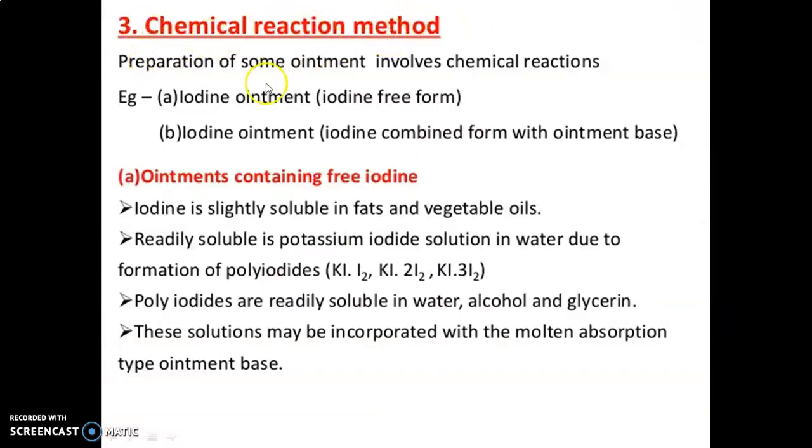Then chemical reaction method. Third one is preparation of some ointment involves chemical reactions. In that example A, iodine ointment, that is iodine free form, and second B, iodine ointment, that is iodine combined form with the ointment base. Ointments containing free iodine: iodine is slightly soluble in fat and vegetable oils, readily soluble in a potassium iodide solution in water due to the formation of polyiodides KI2, KI3. Polyiodides are readily soluble in water, alcohol and glycerin. These solutions may be incorporated with the molten absorption type ointment base.